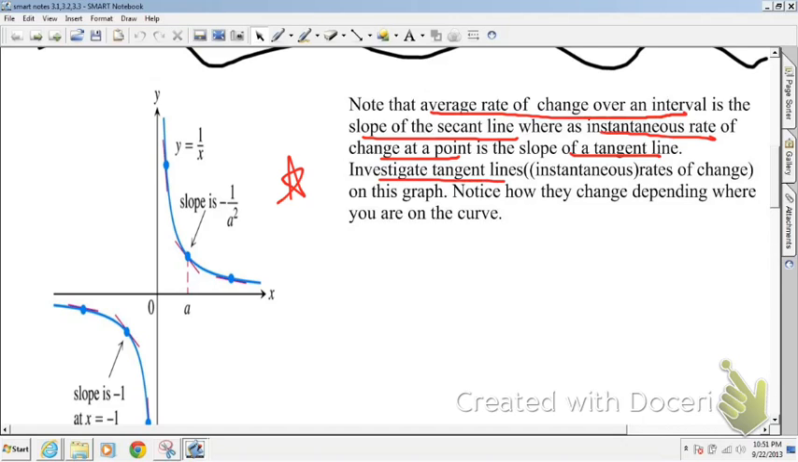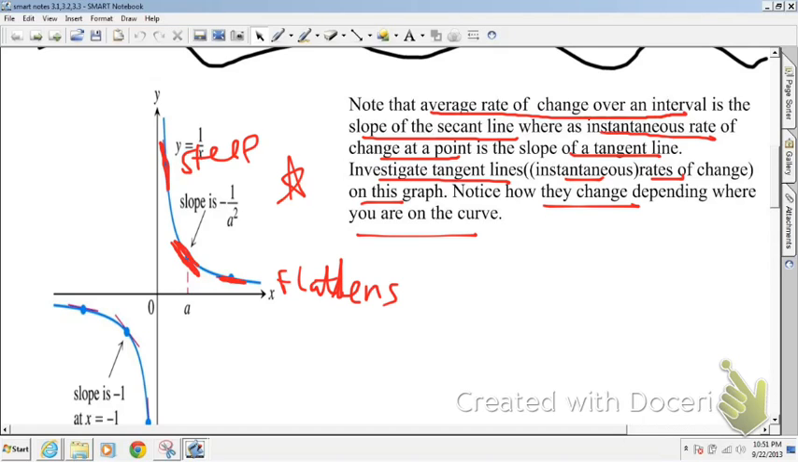Let's just visually investigate some tangent lines, some instantaneous rates of change on this graph here to the left, and notice how they change depending on where you're standing. So here the slope of the tangent line is very steep and negative. Here is still negative, but it's becoming less severe. And here is still negative, but it's becoming more and more flat. So it looks like the slope of the tangent line itself looks like it's flattening out, and possibly even approaching 0 as we level out there. Okay? So the idea is that depending where you're standing, the slope of the tangent line could be very, very different.